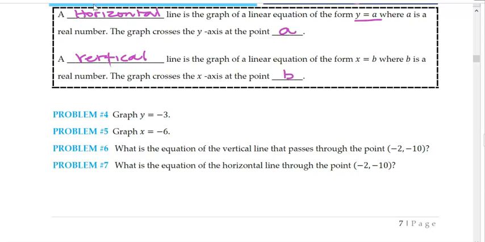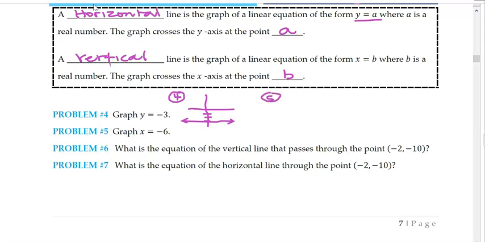So one way that we could graph this, let's see, I'll graph it here. And I'll just put a 4 by it so we remember this is number 4. So y equals negative 3. If we go down 3 places on the y-axis and then draw a horizontal line there, that would be the graph of it.